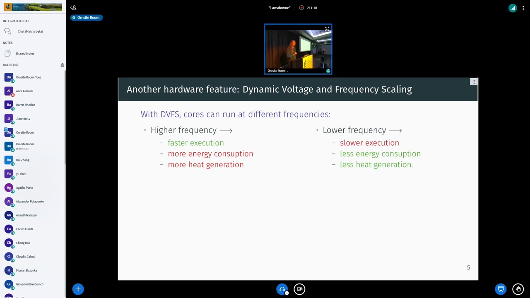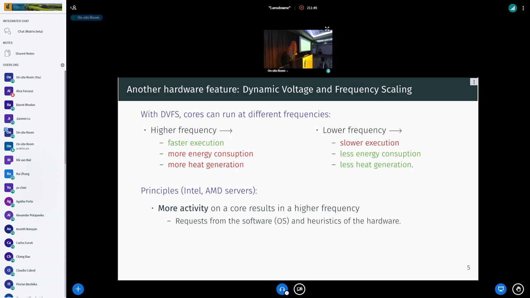We're actually interested in another feature, which is called dynamic voltage and frequency scaling, DVFS. Basically, the cores can run at different frequencies, and we have a trade-off. Higher frequencies allow the application to run faster. On the other hand, they generate more heat and consume more energy. Lower frequencies cause the application to run slower, but in principle they save energy and can generate less heat. The principle, which is respected by Intel servers and AMD servers, which are the ones that we have looked at primarily, is that more activity on a core results in a higher frequency.